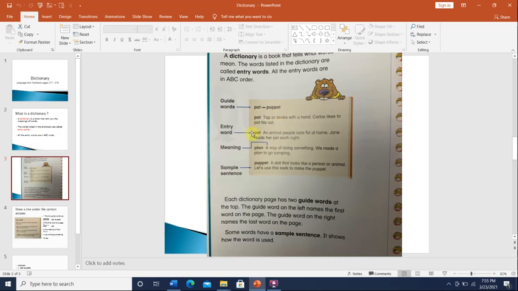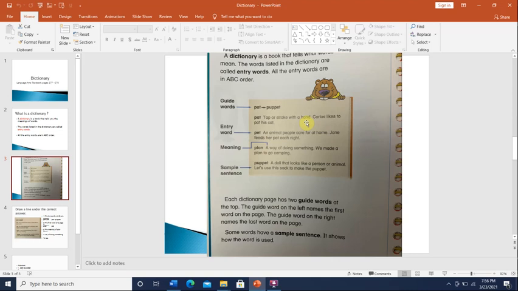Okay? What will I find below it? Then I will start to find the entry words. Like the first word is pat. And if I look down in the list, I'll find that the first word here is pat. Yes. So what comes after the entry word? You have the definition or the meaning. What does pat mean? It means to tap or stroke with a hand. So pat means to tap with a hand or to stroke, to move the hand on someone or something.